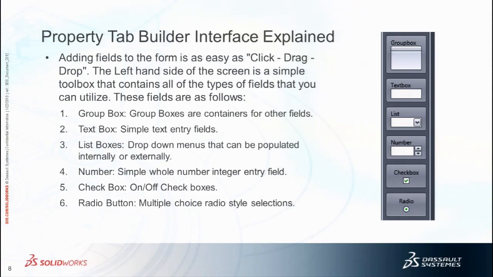Text boxes are simple text entry fields. The list boxes are drop-down menus that can be populated internally to the form. To this builder, you can define all of the values that are going to be in that list through this interface, or externally, you can link it to an Access database, to a table inside of an Access database, or to an Excel file or a text file. Numbers are simple whole number integers. Check boxes are on and off boxes. And radio buttons are multiple choice radio style selections. So it's pretty simple stuff.